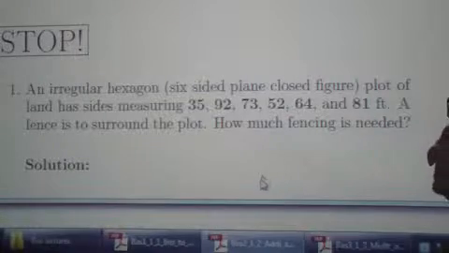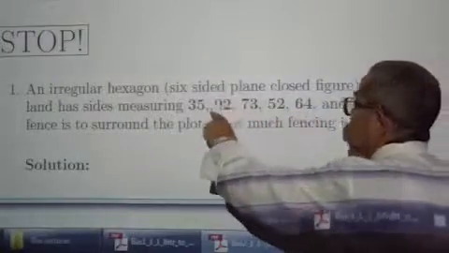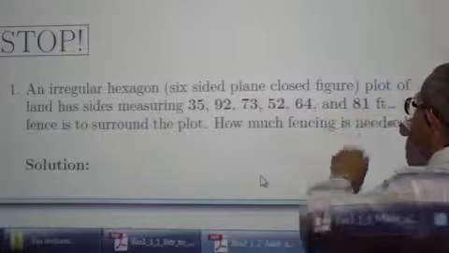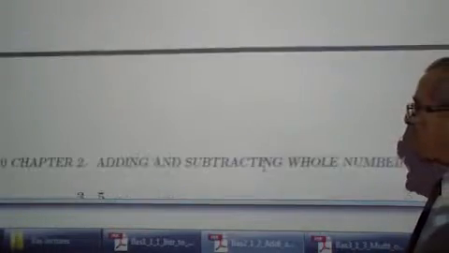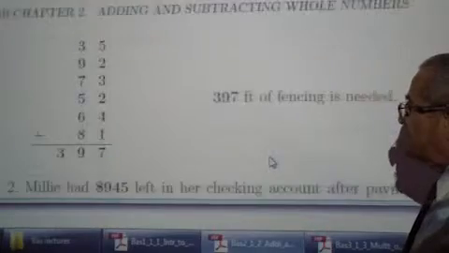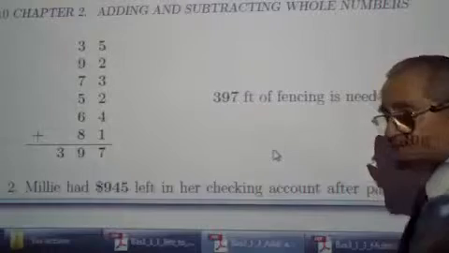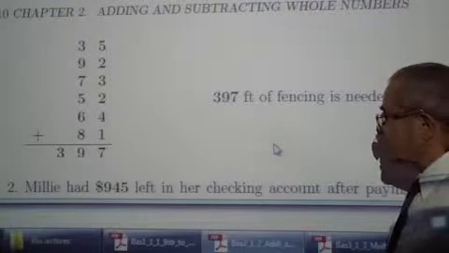We had an irregular hexagon, which is 6 sides, with the sides being 35, 92, 73, 52, 64, and 81. How much fencing do you need? Well, you add all of these numbers, and you're supposed to get 397. You should have done the math already. This is just as a check.